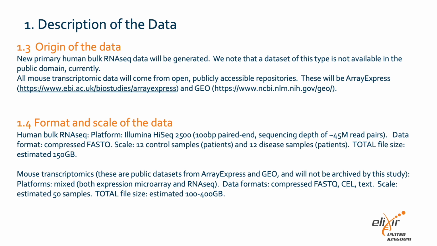For the mouse transcriptomics data, as this is publicly available data, it will not be archived by this study. The data has been generated by both expression microarray and RNA-seq technologies, and they are stored as compressed FASTQ, CEL, and text. The total amount of samples is estimated to be 50, with a total file size of about 100 to 400 gigabytes. Note here that estimates are fine.